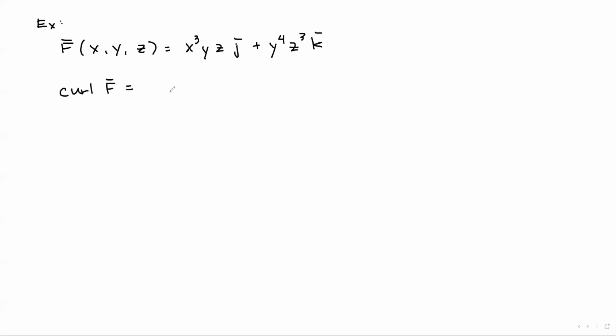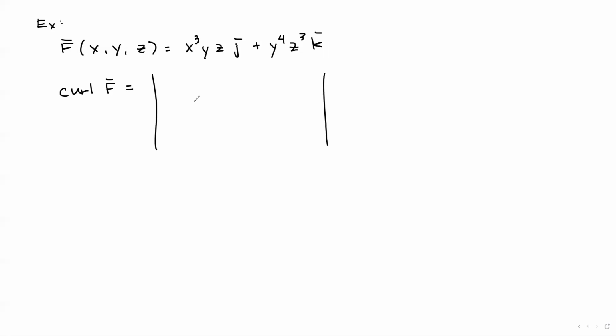Okay, enough rambling. Let's go through and do some examples. Suppose we have a vector field that's given by x cubed yz j plus y to the fourth z to the third k. All right, and so you're asked to go through and calculate the curl of F.